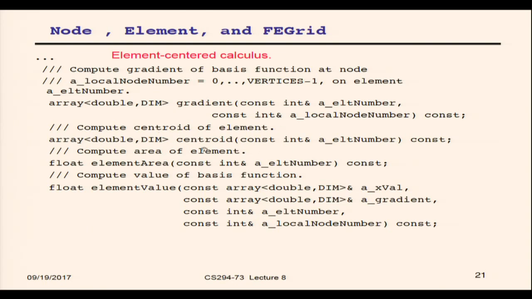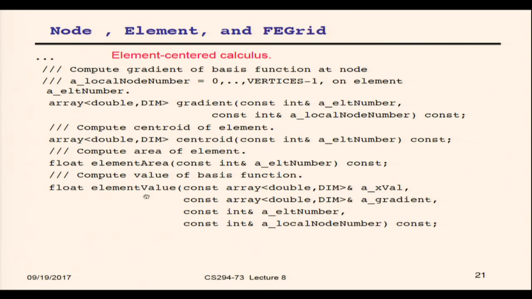Another thing you can do is compute the centroid on an element. Well, that's a number that's independent of which node you're looking at, which basis function you're looking at. So that just requires you to look at an element number. Compute the area of an element. That's just an element thing. So we're building up all the things that we were talking about before, the things that you need to do in order to do the finite element calculation. Element area to compute the gradient, which is relative to a particular basis function. Compute the centroid and the element area, which are intrinsic to elements. Those are just geometric quantities.